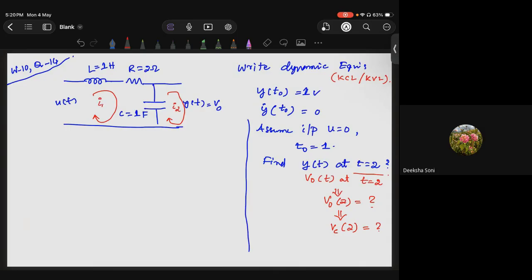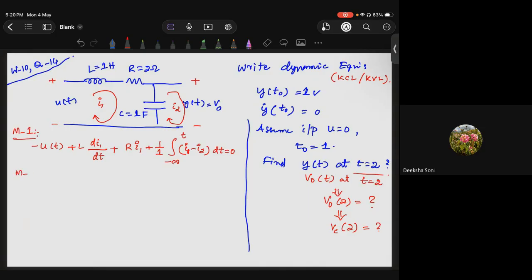What is the equation for I1? Let's say this is plus minus plus minus. Then the equation is: minus U of t plus L di1 by dt plus R I1 plus 1 by C, that is nothing but 1 by 1, integral from minus infinity to t of (I1 minus I2) dt equal to 0. Am I correct? This is for mesh 1.